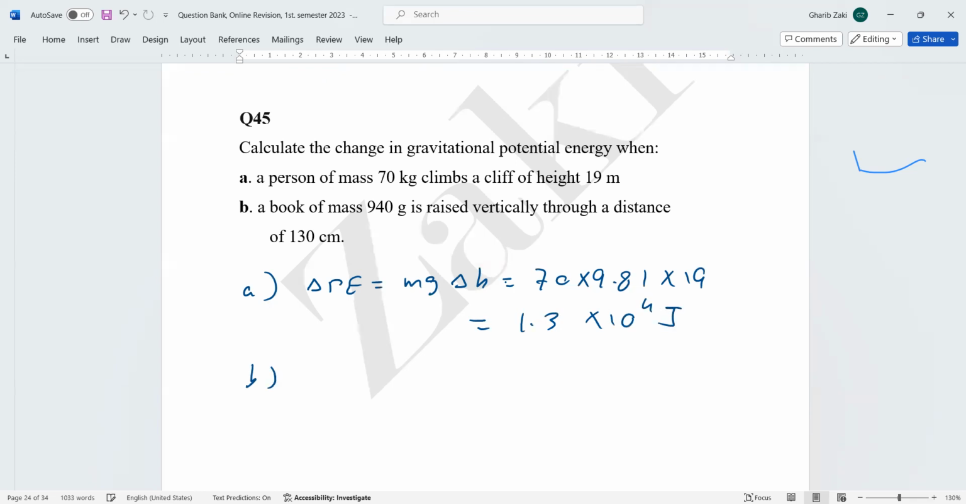Part B, we need the mass raised 130. Also delta GPE, gravitational potential energy, for 0.94, we have to convert it to kilogram, multiply 9.81, multiply by 1.3. The answer is 11.99 joule, or approximately 12.